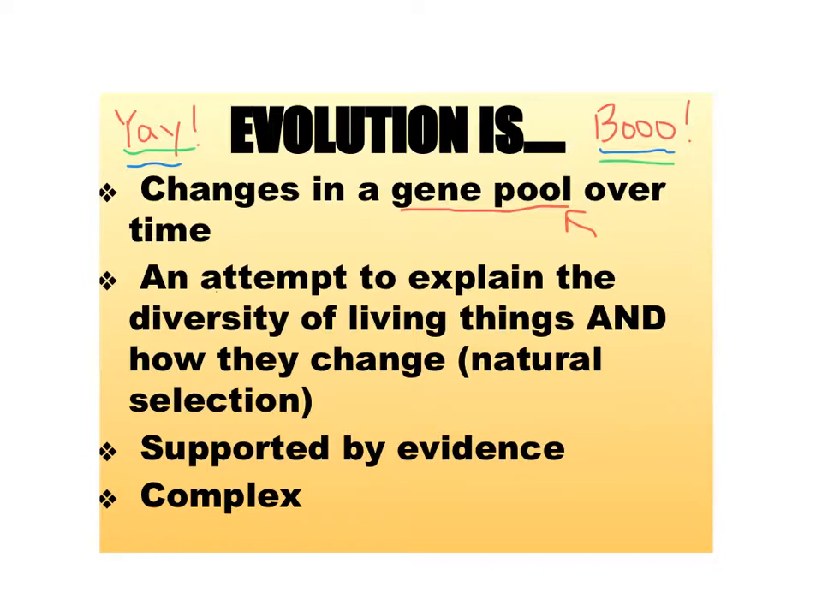It's also an attempt to explain how there's so much diversity of living things on Earth and how they change over time through what's called natural selection. Not artificial selection, which was selective breeding. This is natural selection. Nature selecting which traits are more beneficial. It's supported by evidence, which we'll go over. It's kind of complex, but we're going to try to keep it as simple as possible.